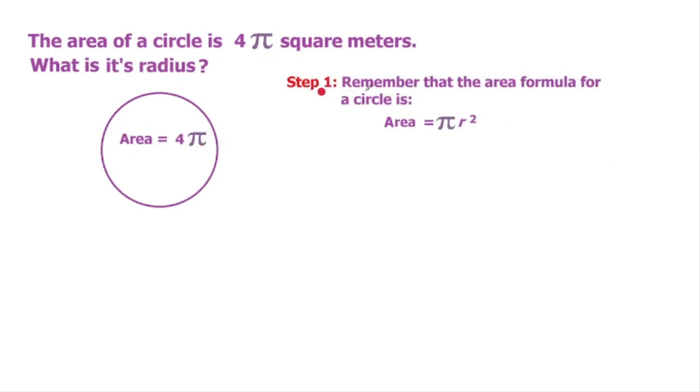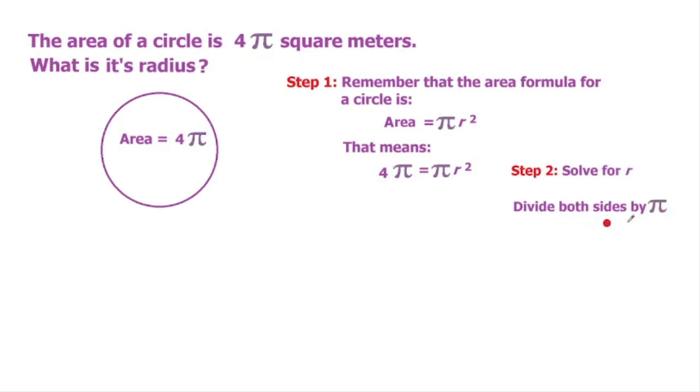So we need to remember that the area formula for a circle is equal to pi r squared. Area equals pi r squared for a circle. That means 4 pi, which is what this area is going to equal, is pi r squared. Well, that gives us a lot of information, and now we can solve for r.